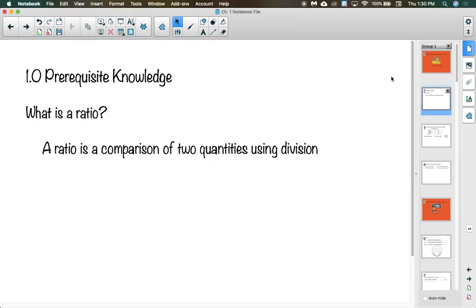So our very first note, what is a ratio? A ratio is a comparison of two quantities using division. So you'll see this definition show up again later on, but this is what I was hoping we would pick up on. Keywords here are comparison and division.